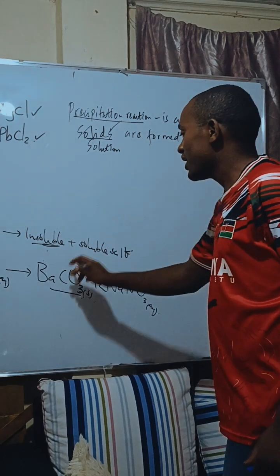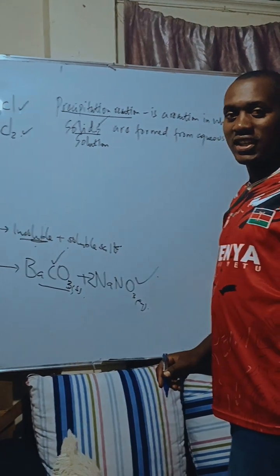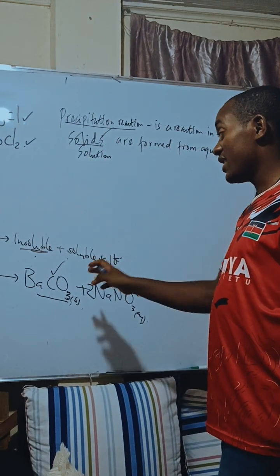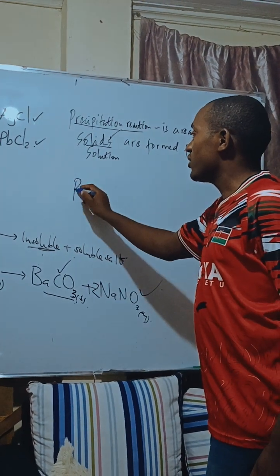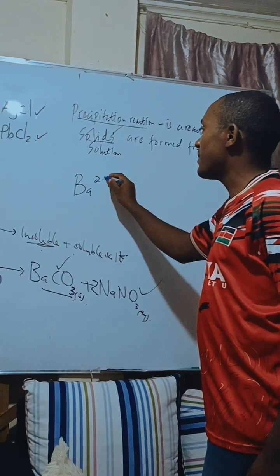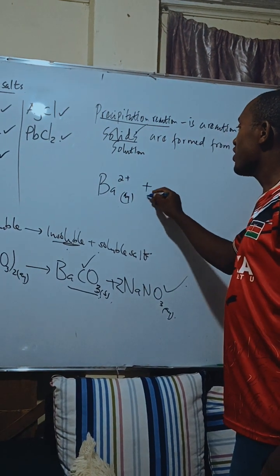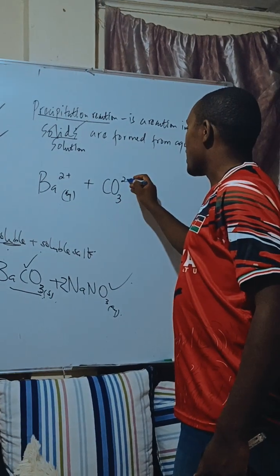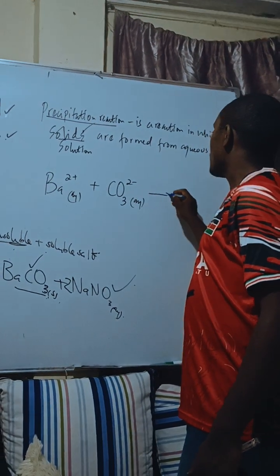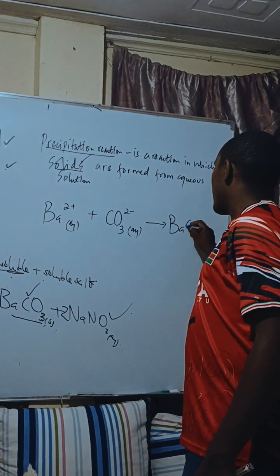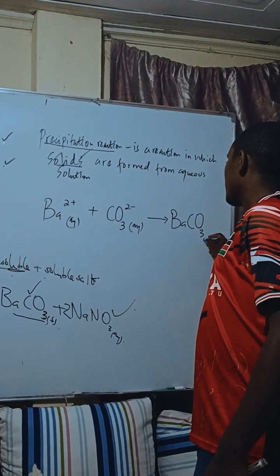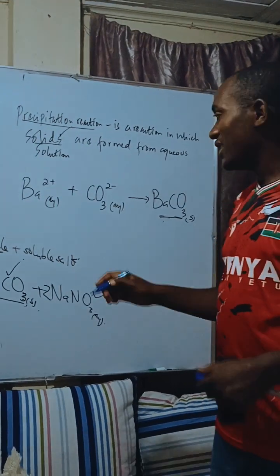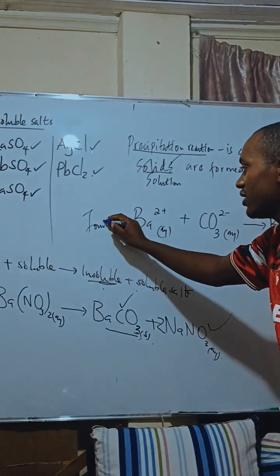So ionic equations, you write the ions that undergo change. Ions that in the beginning were aqueous and at the end are in solid state. So in an ionic equation, you are writing ions that undergo change. Therefore, barium ions from barium nitrate are going to mix with carbonate ions from sodium carbonate, aqueous, to precipitate out an insoluble salt of barium carbonate, which is a solid. This is an ionic equation.